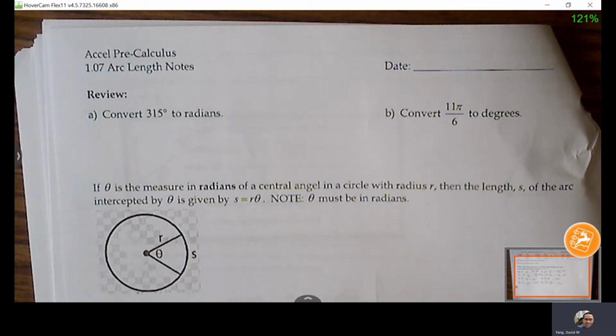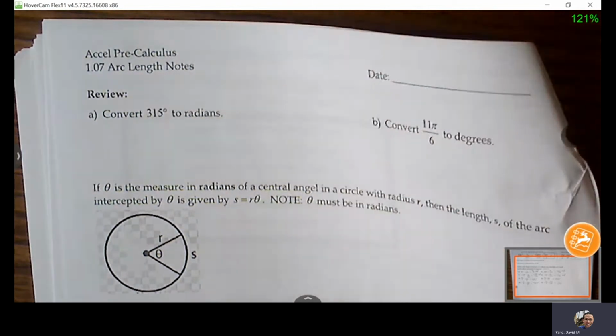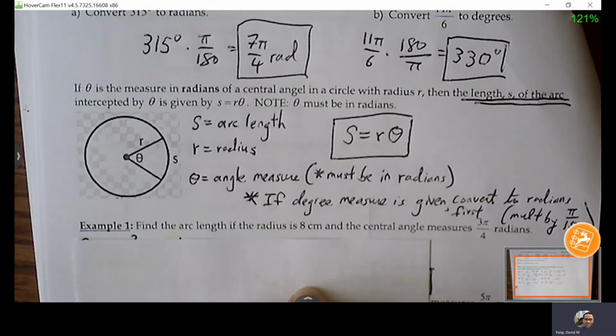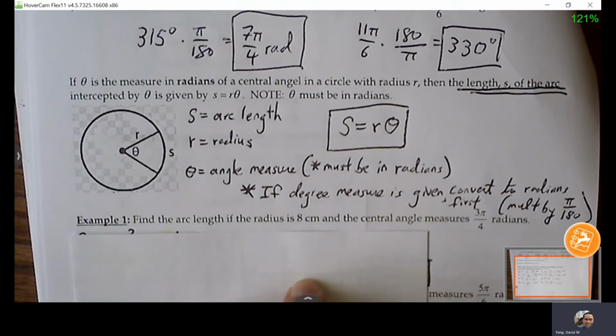Just the end. Yeah, just A and B. Okay, so hopefully you guys had a chance to work on them. Check your answer when you're done. And then we'll go ahead and copy the notes for this.